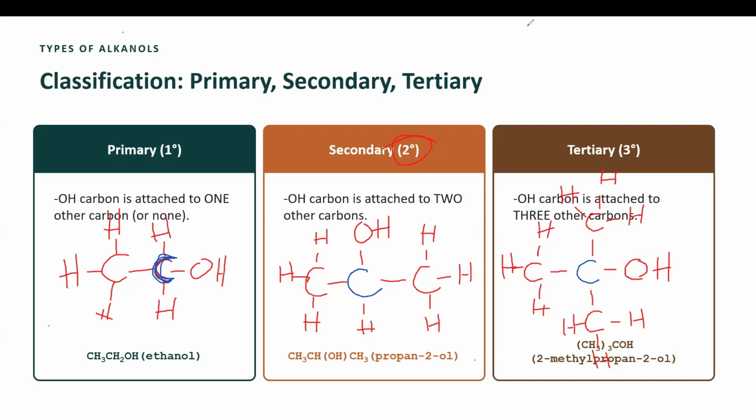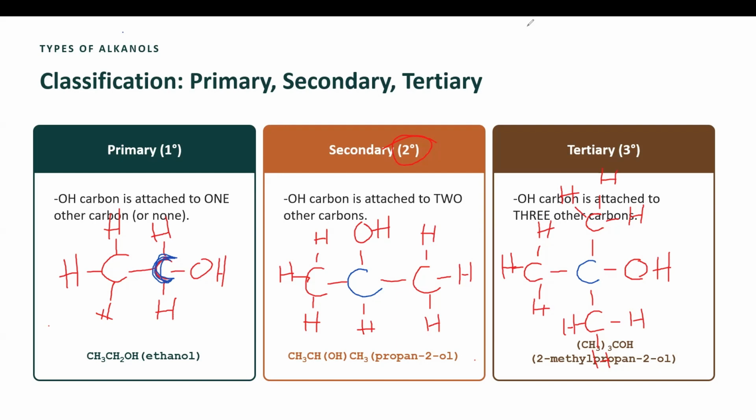So does any other person have a question? Let me repeat what I said before. What you are counting is not the number of carbon atoms on the chain. What you are counting is the number of carbon atoms that are directly linked to the carbon that is bearing the functional group. So anytime you are to classify an alkanol as primary, secondary, or tertiary, go straight to the carbon where the OH is.